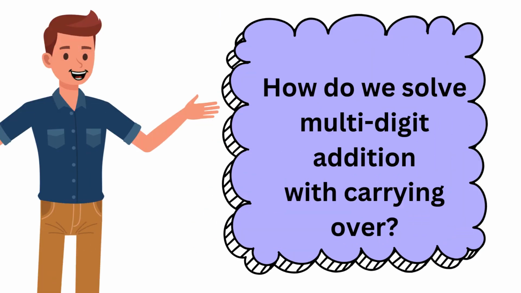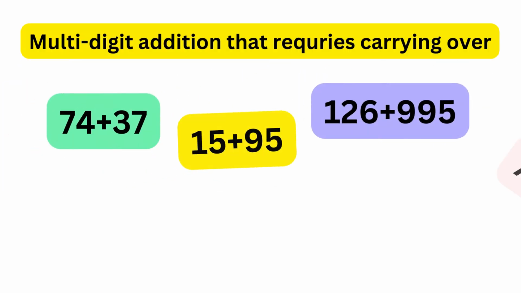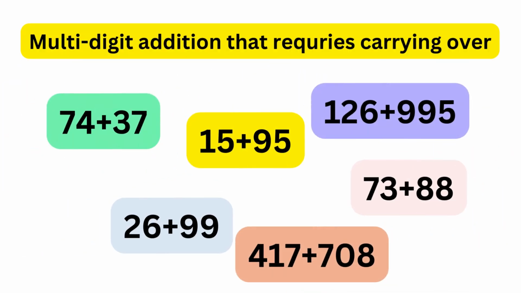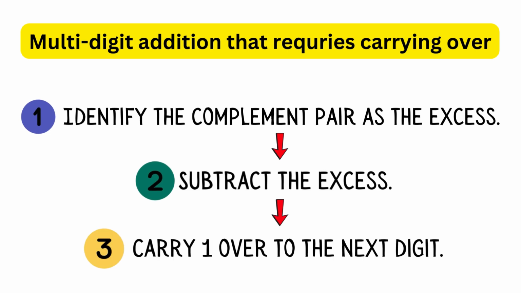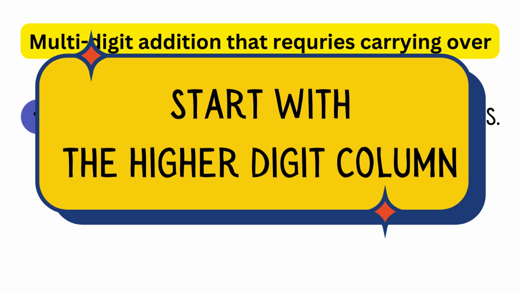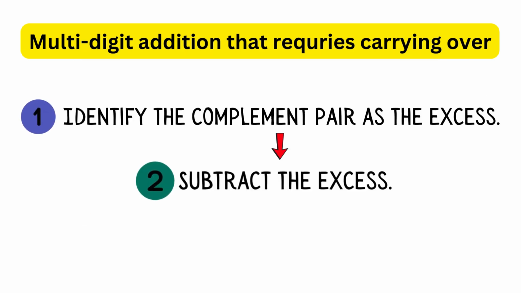Now, you may wonder how we solve multi-digit addition that requires carrying over. Well, the process is exactly the same as what we've done in the ones column. First, identify the complement pair as the excess, subtract that excess, and then carry 1 over to the next digit. The key is to start with the higher digit column and repeat this process as you move to the lower digits.